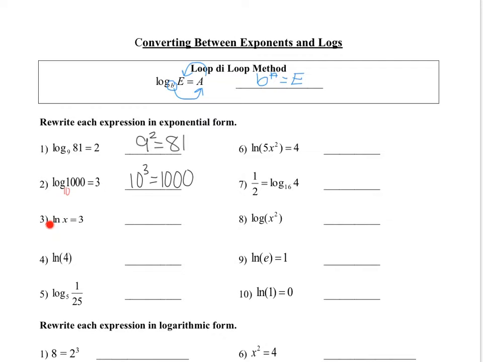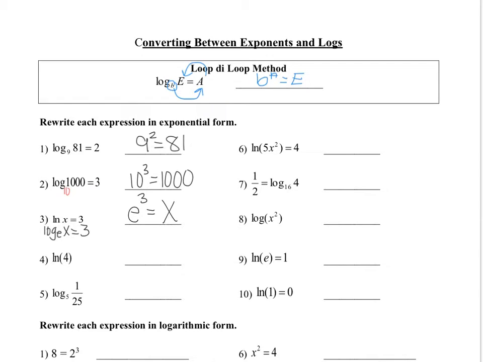Okay. Now we have an ln example. So we need to remember that ln is a log of base e of x. Okay? So now we can do the loop-de-loop. We start at the base. E to the third equals x.